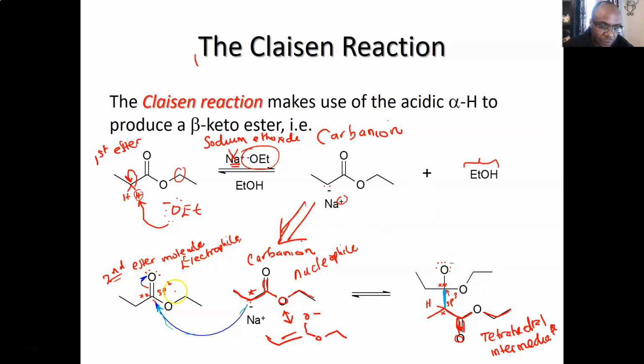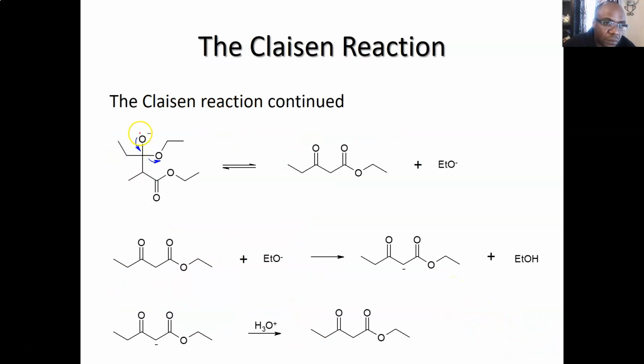Okay, so you've clicked the 2 molecules together. This and this are clicked together. You get a tetrahedral intermediate. So O minus will come back, make a carbonyl, and then this OEt falls off. You would have ended up with this structure.